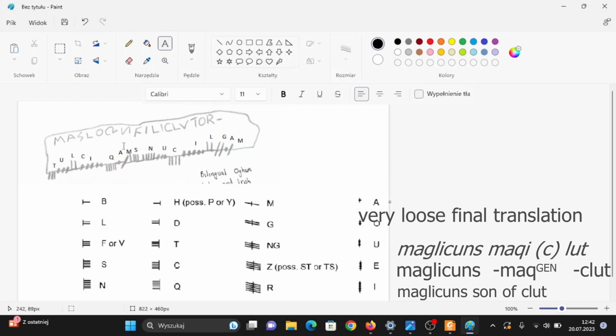And I think that working with stuff like this, it's a great opportunity for you to learn something about the language, learn something about a new writing system, and kind of touch the past.